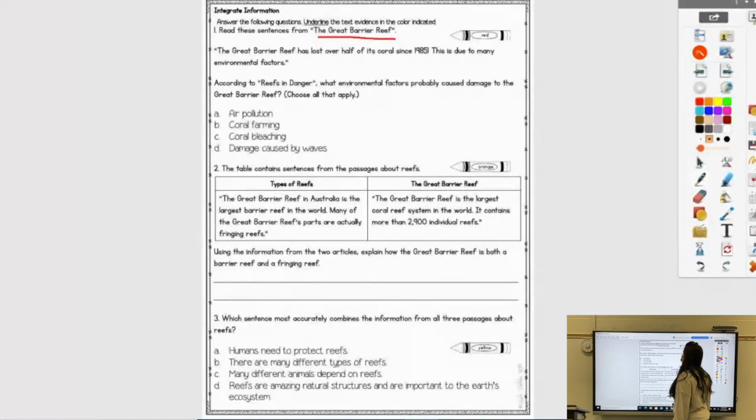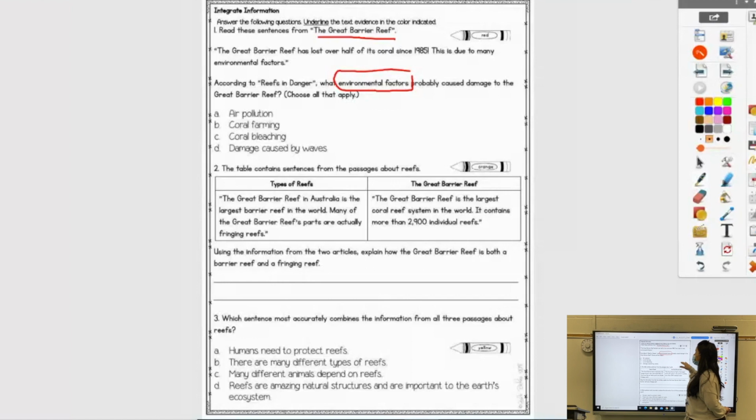The Great Barrier Reef has lost over half of its coral since 1985. This is due to many environmental factors. According to Reefs in Danger, what environmental factors, so I would put a box around environmental factors, because when we go back to our text, that's what we're going to be looking for. Things that affect the what? Environment. Good.